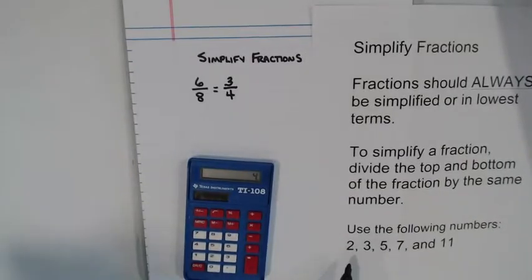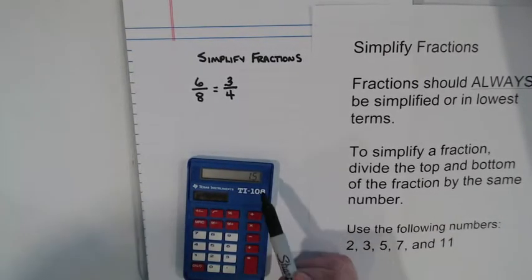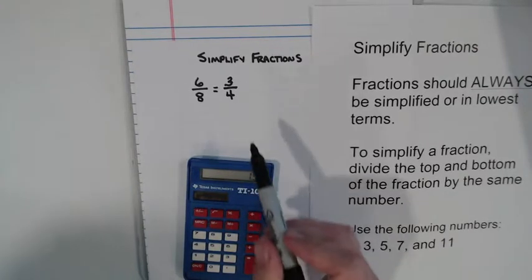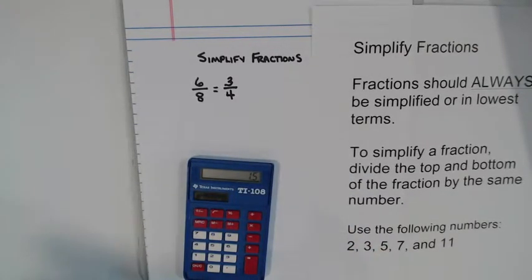2 worked that time. I'm going to see whether or not it'll work again. 3 divided by 2, I got a decimal. It's not working in the top. There's no reason for me to check the bottom one.